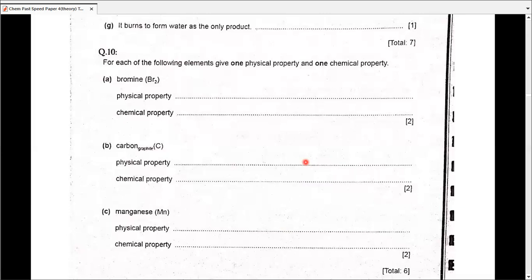It conducts electricity. It can conduct electricity. Great. That's the only non-metal which can conduct electricity, remember. Okay, so that's a physical property. And by the way, you could have written it's slippery for the physical property. You're yet to tell me the chemical property.